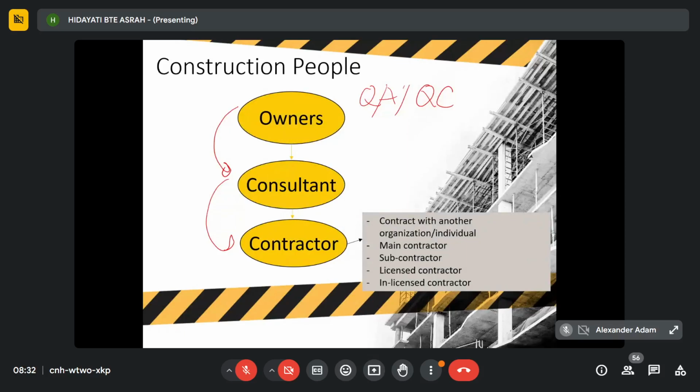And this contractor is also responsible for the nomination of subcontractors and material supply. Usually we also have subcontractors. The contractor subcontracts some activities of the construction work to the subcontractor. This can also be done.